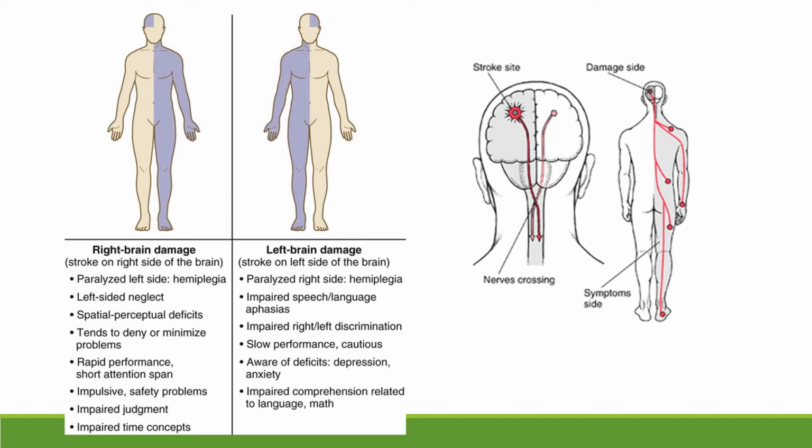So this is just a review from MedSurg 2. Right-sided brain damage. If your stroke is on the right side, you're going to have left-sided effects. So you might be paralyzed on the left side, which is our hemiplegia, or you might have hemiparesis, which is decreased sensation. Left-sided neglect is where you are unable to perceive the left side of the room or your vision field.